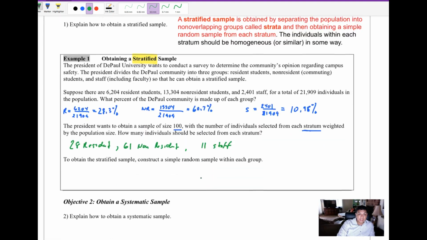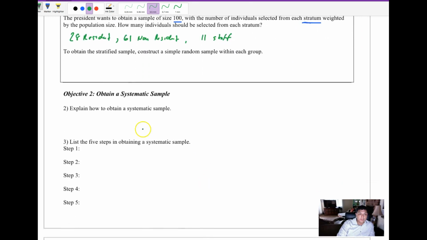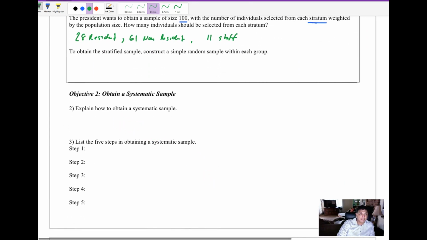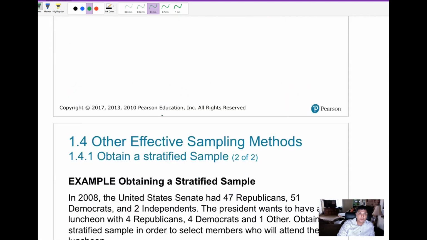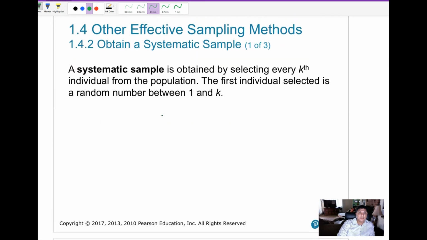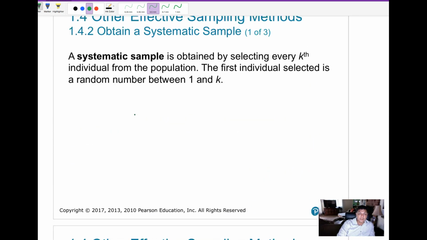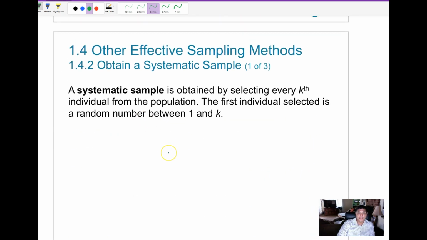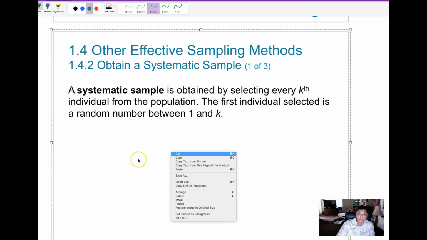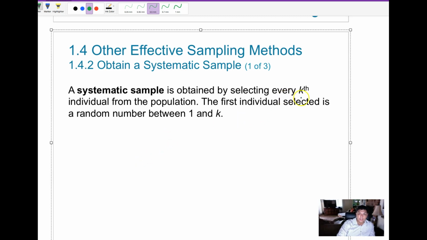A second technique is called systematic sample. How would we do that? Systematic is actually a lot easier. A systematic sample is obtained by selecting every kth individual from the population. The first individual selected is a random number between 1 and k. So in this case, if you have 1,000 people, I'm going to choose every 10th person: the 10th, the 20th, the 30th, the 40th. And so you just select some process there to do that.